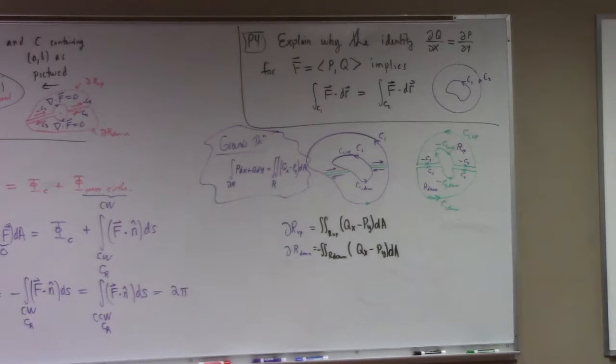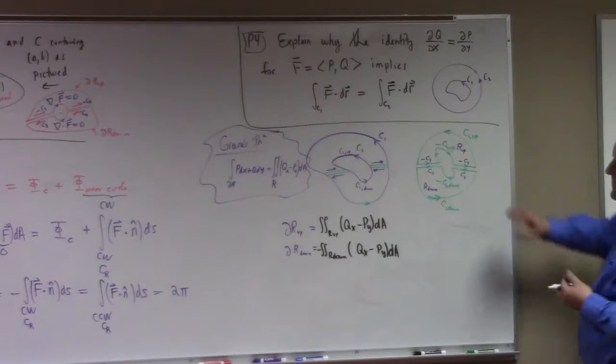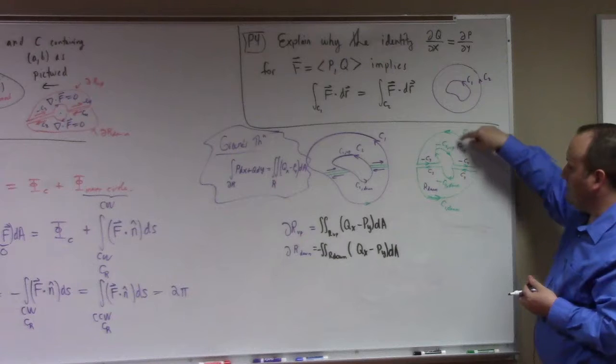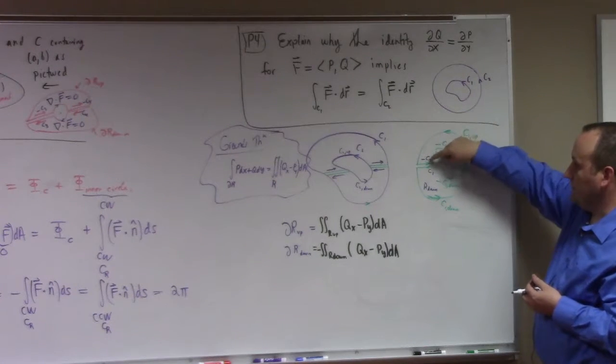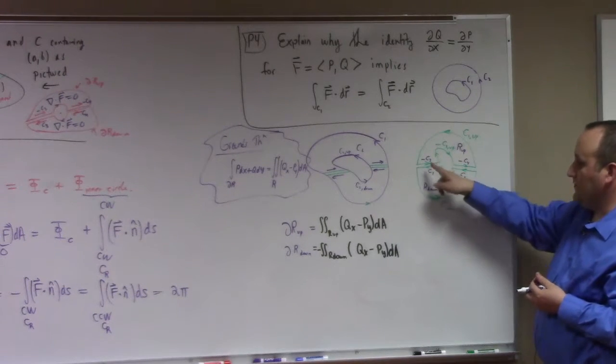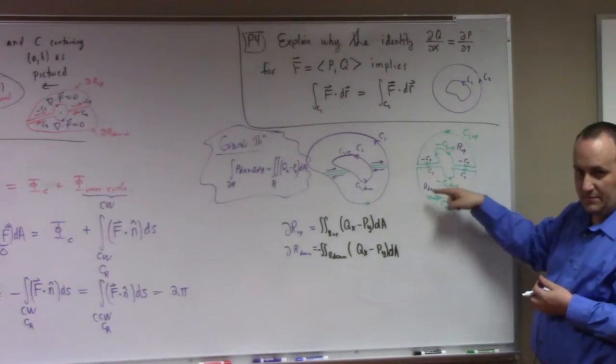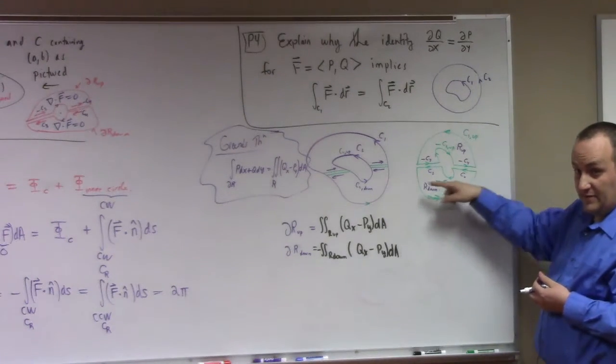So why do this? The reason to do this is so that we can apply Green's theorem for a simply connected region on the upper half and the lower half separately. See, the upper half, R up, is a simply connected region. It's got no hole. The lower half, R down, it's a simply connected region. It's got no hole. So we can apply the Green's theorem that we derived yesterday.